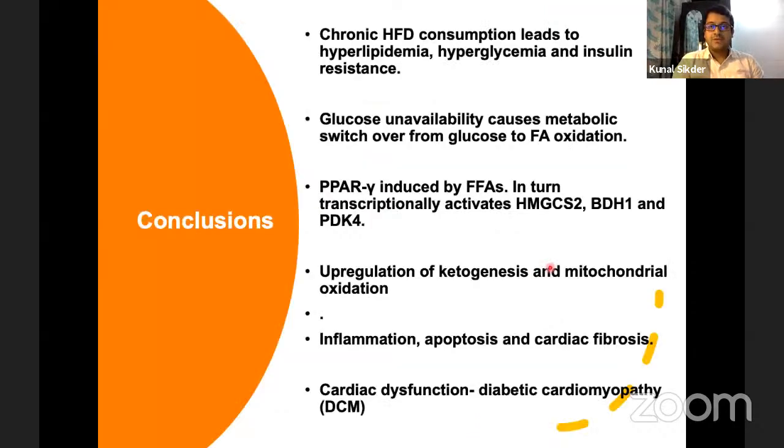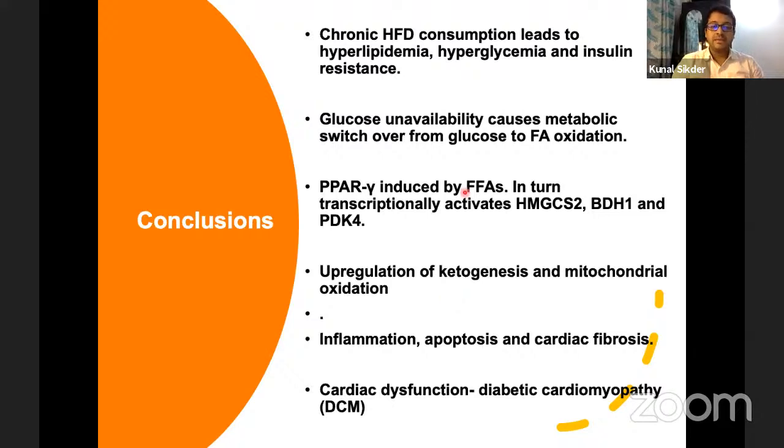From this study, we can conclude that chronic high-fat diet consumption leads to hyperlipidemia, hyperglycemia, and insulin resistance. And the glucose unavailability causes the metabolic switch from glucose to fatty acid oxidation. That is a very, very important point. Why and when it happens is also not very clear. PPAR gamma induced by free fatty acids in turn transcriptionally activates HMG-CS2 and other ketogenic enzymes that upregulate ketogenesis and mitochondrial oxidation, causing inflammation, apoptosis, and cardiac damage that ultimately lead to cardiac dysfunction and diabetic cardiomyopathy.